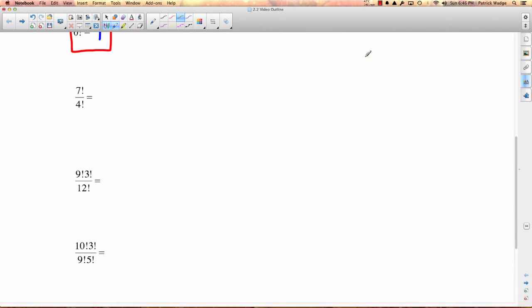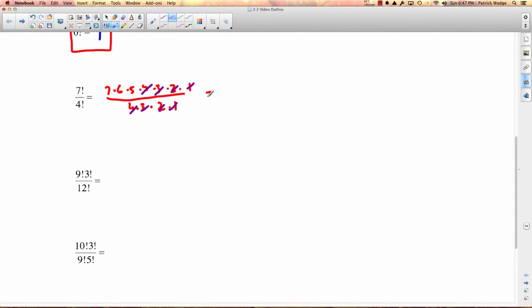Alright, let's answer some questions. So we want to do 7 factorial divided by 4 factorial. Now, one way you could do this is you could do 7 times 6 times 5 times 4 times 3 times 2 times 1 and actually multiply all that out. And you could do 4 times 3 times 2 times 1 and multiply all that out and then divide and get the answer. But what you need to recognize here is that on the top you have 4, 3, 2, 1, and on the bottom you have 4, 3, 2, 1. And since you're multiplying and multiplying, you can cancel them all out. So all you're left with is 7 times 6 times 5.